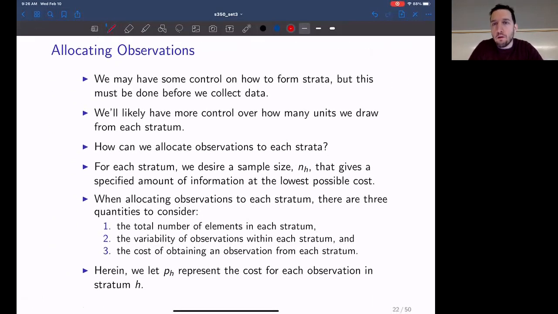Okay, so when we allocate observations into a strata, there are a number of different things that we have to consider. For example, we can consider the total number of elements in each stratum, the variability of the observations within the stratum, and the cost of obtaining an observation for each strata. Herein, we'll let little c_h represent the cost for each observation going into the strata. In some designs, there's going to be a certain cost associated with collecting information from each observation, so we can factor that into our calculation for the allocation of the observations.